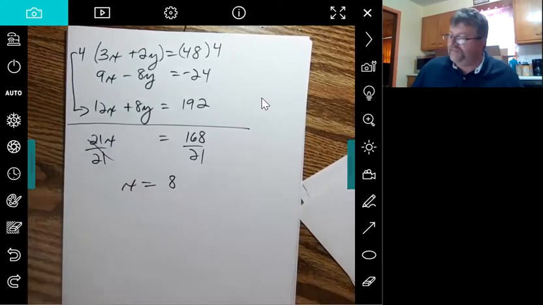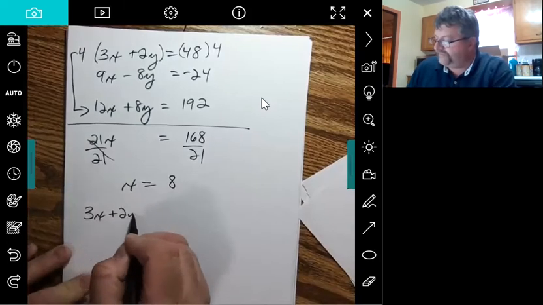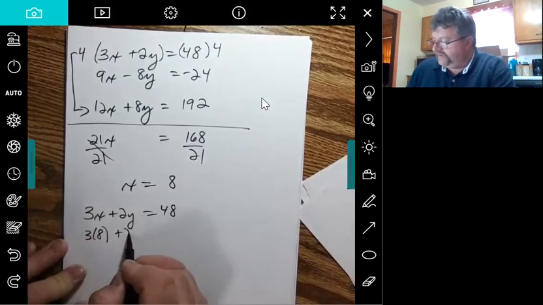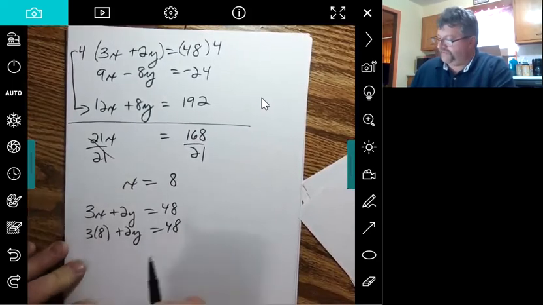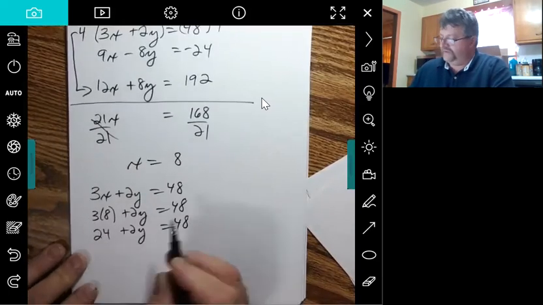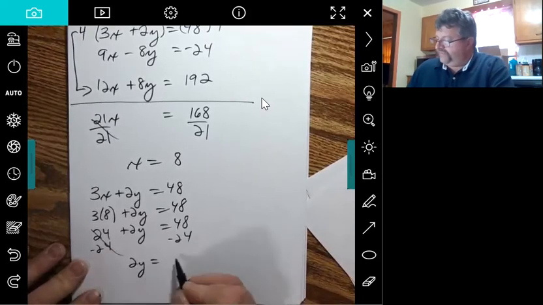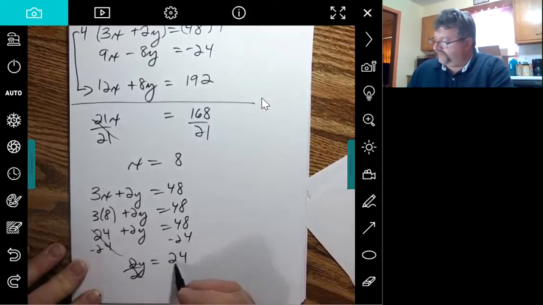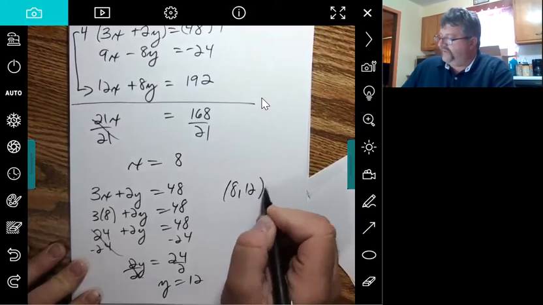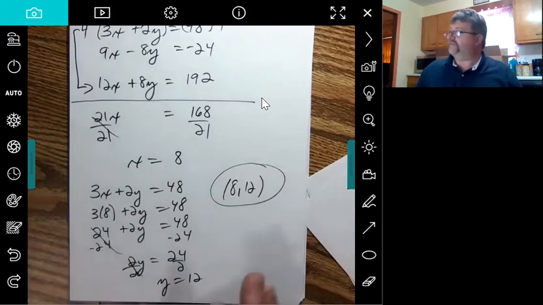We need to go back and find the other half. Pick either equation, makes no difference. I'll just grab the top one. Okay, so that's going to be 24 plus 2y equals 48. Subtract 24. 2y equals 24. So y is going to be 12. Okay, so (8, 12) is the ordered pair that I'm looking for, the solution to this system.